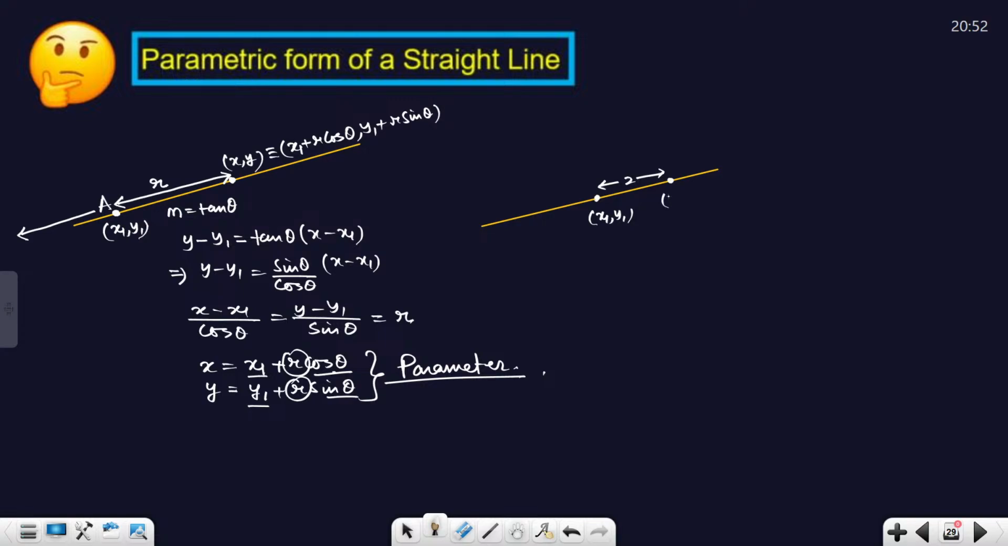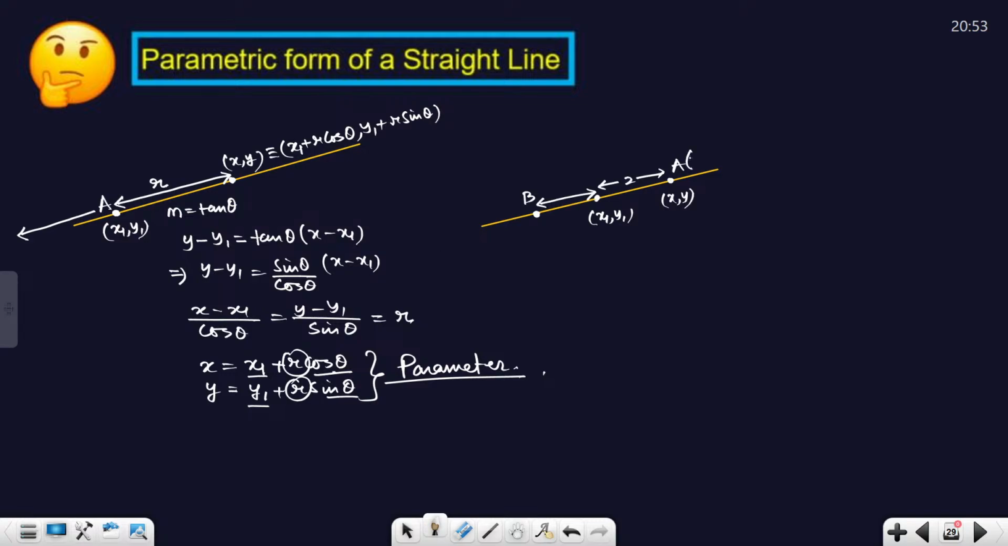Okay, this is my variable point. But think about it, there may be another, not maybe, there is another point which is somewhere here. But this distance is also 2, but in the negative direction. So how to represent this point? Let us say this point is A and this point is B.